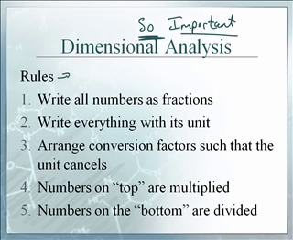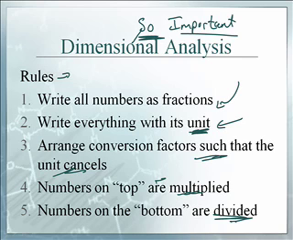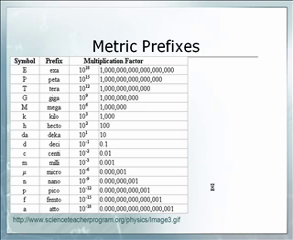The key thing is that everything is done as a fraction. Everything has a unit. What does that mean, Mr. Sams? No naked numbers. Everything has to have a unit of measurement on it. Arrange the conversion factors such that the units cancel, and then the top number gets multiplied and the bottom number gets divided. We're just going to do a zillion examples, and once you get there, you'll be fine.